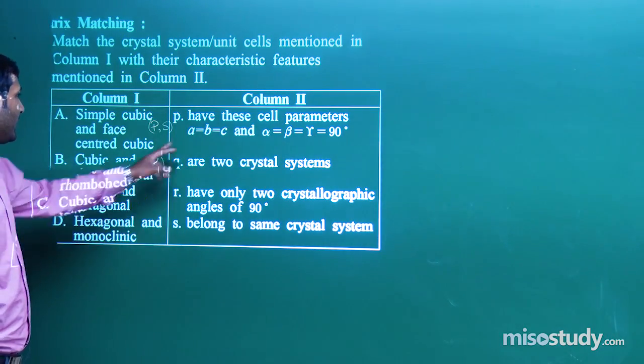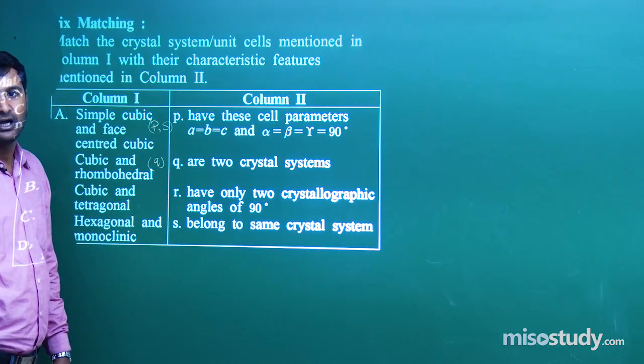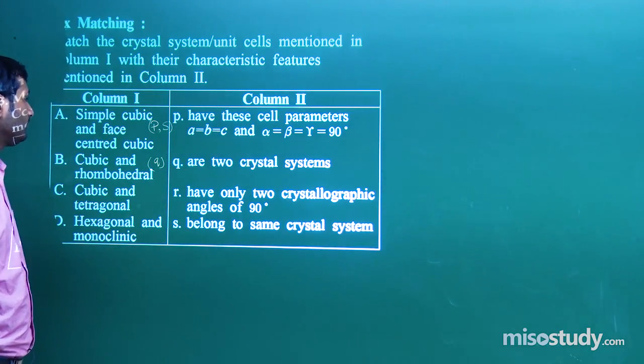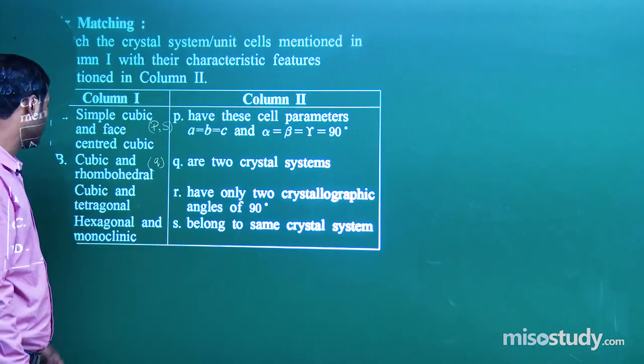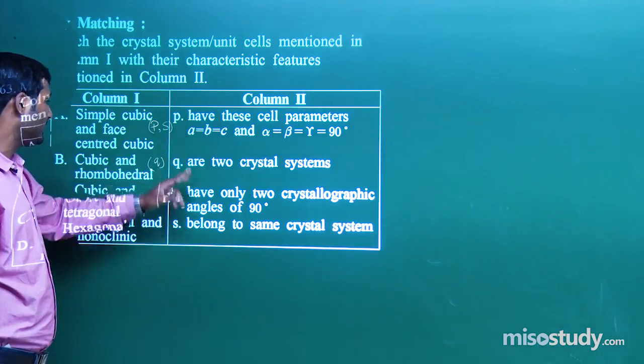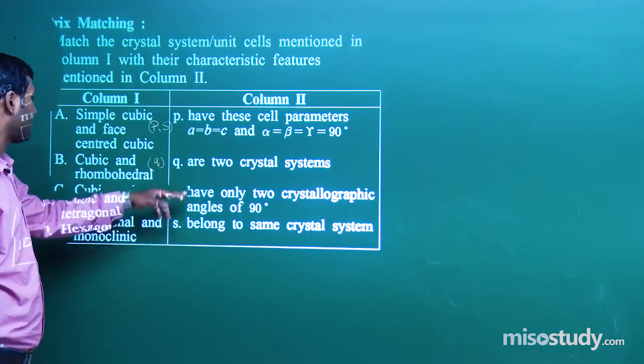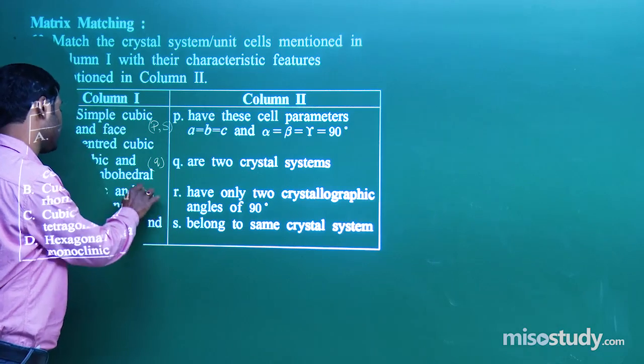Cubic and tetragonal: for cubic all angles are 90 degree, but for tetragonal all sides are not the same, and this is not the parameter. Have only 2 crystallographic angles? No, this is not. Do P and R belong to the same crystal system? No, cubic and tetragonal are 2 crystal systems, so Q is the correct option.